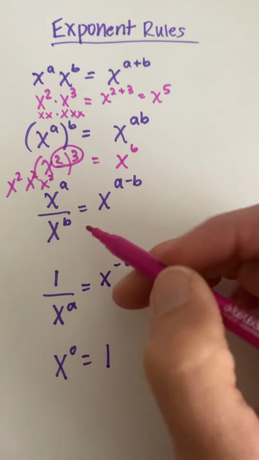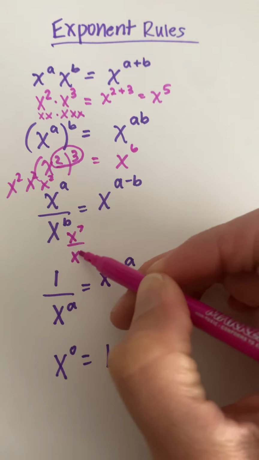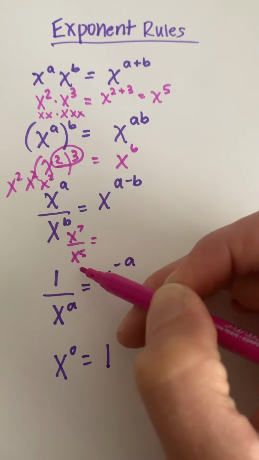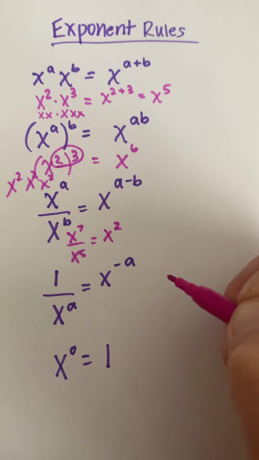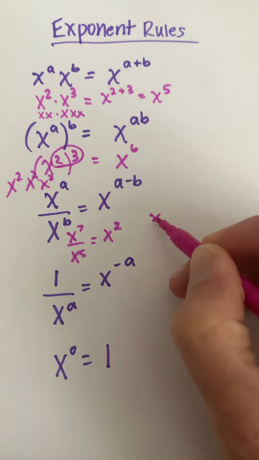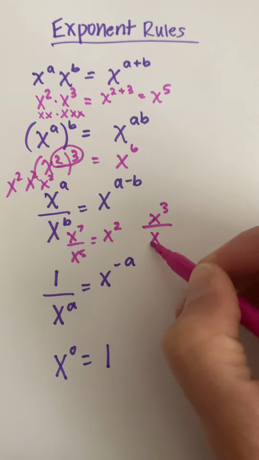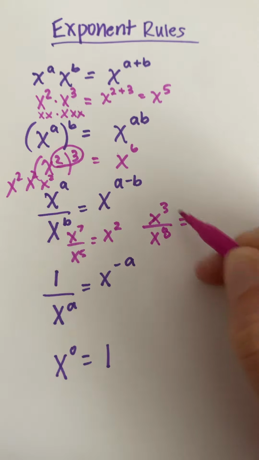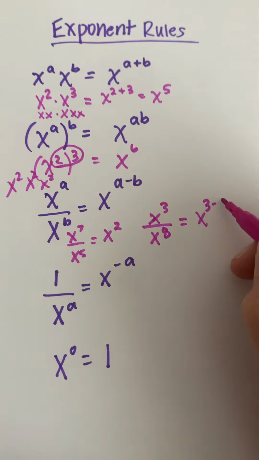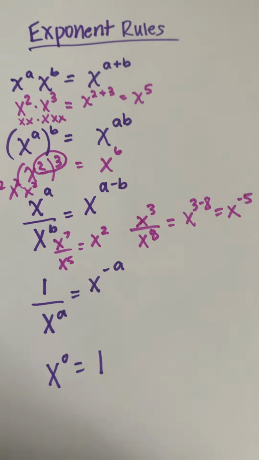Here is subtraction. So if you have x to the 7 over x to the 5th, you had 7 on top, 5 on bottom. So how many do you have? x squared. It works with negatives as well. Like if I had x cubed over x to the 8, I could say this is x to the 3 minus 8, so x to the negative 5, which would be 5 x's on the bottom.